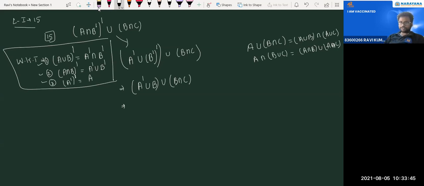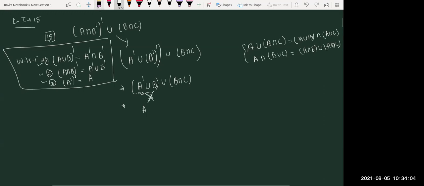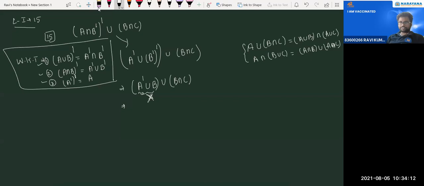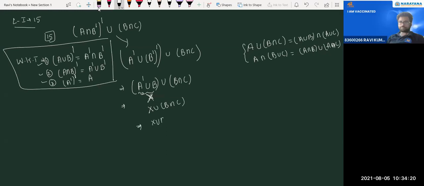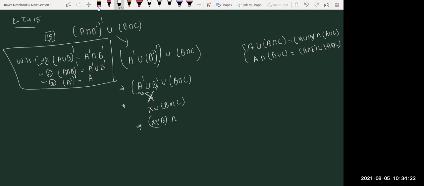According to the same property, I'll consider the total value. A union B intersection C, this property I can use. Tell me, what is A union B intersection C? We can write it as A, or you can write capital X. If it is capital X, it will be X union B intersection C. According to the property, what do I write here now? X union B, intersection of X union C.